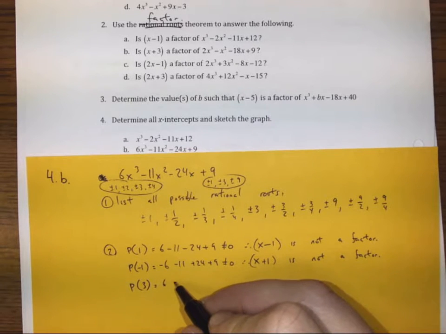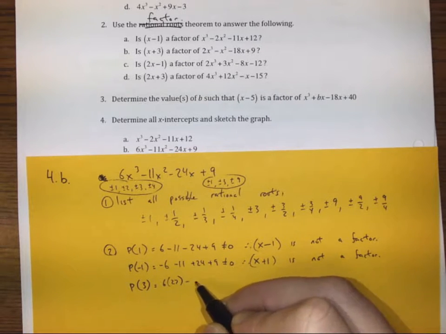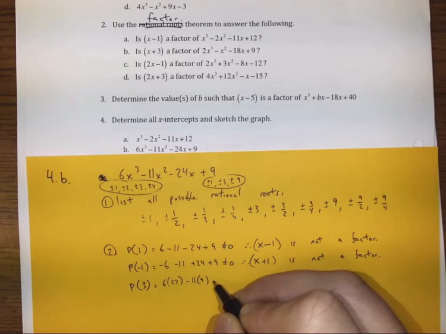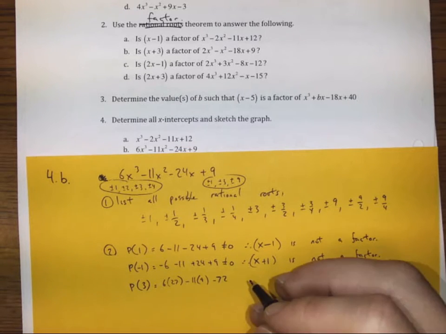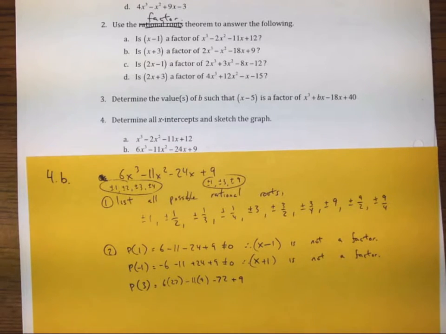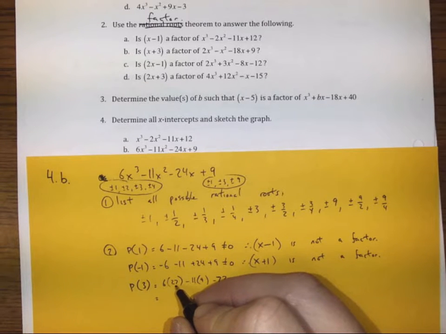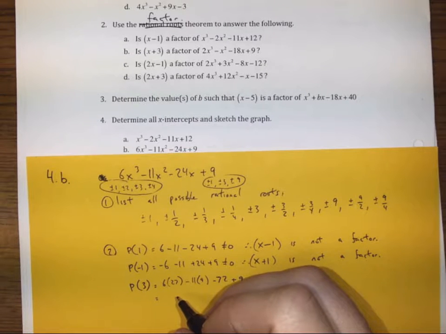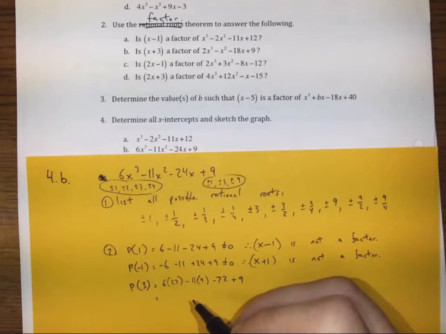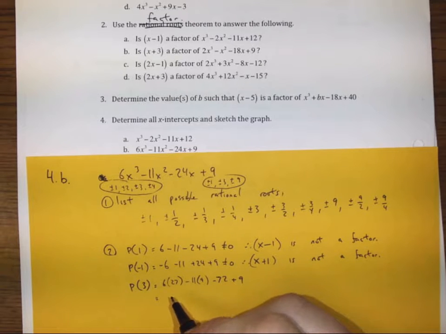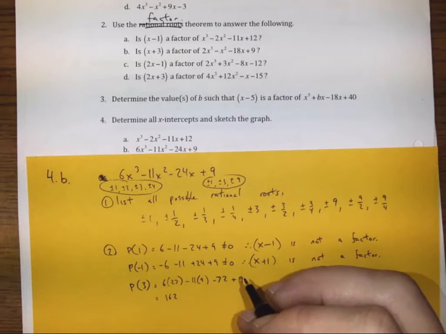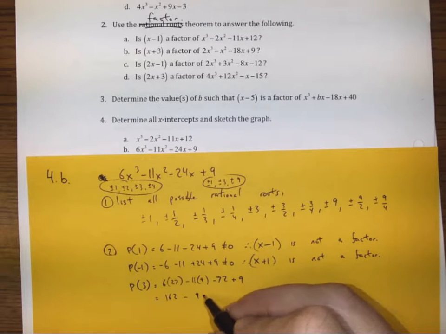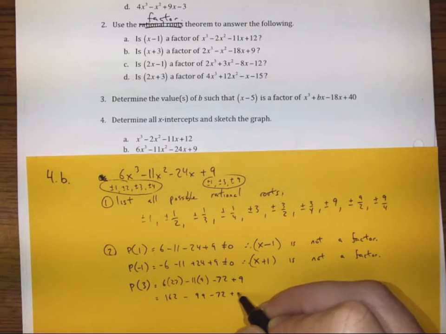All right, so 6 times 3 cubed, which is 27, minus 11 times 9, minus 24 times 3. 24 times 3 is 72, because 72 hours is in 3 days. And 6 27s, 2 27s is 54, so it's 162, minus 99, minus 72, plus 9.